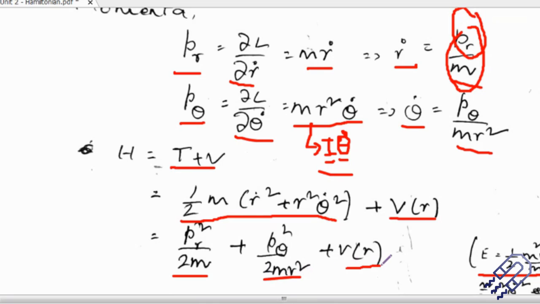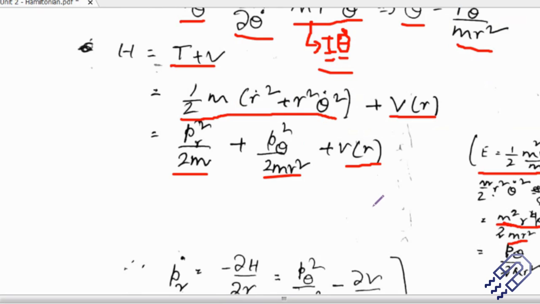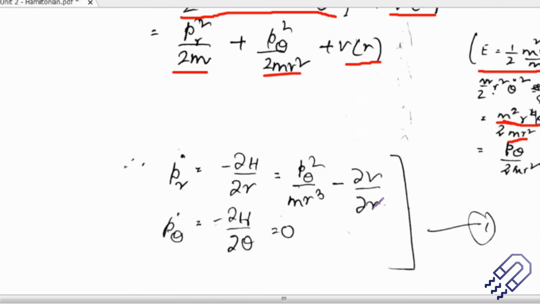Plus V(r), the potential. We don't know the form. If I give you a question where the form is given, or a particular system which you're going to see, or if I talk about Kepler's law, the form is defined, okay? For example, minus k by r square might be the form of the potential. Then you can put k by r square in place of V. So that's okay. And then p r dot is minus del h by del r.